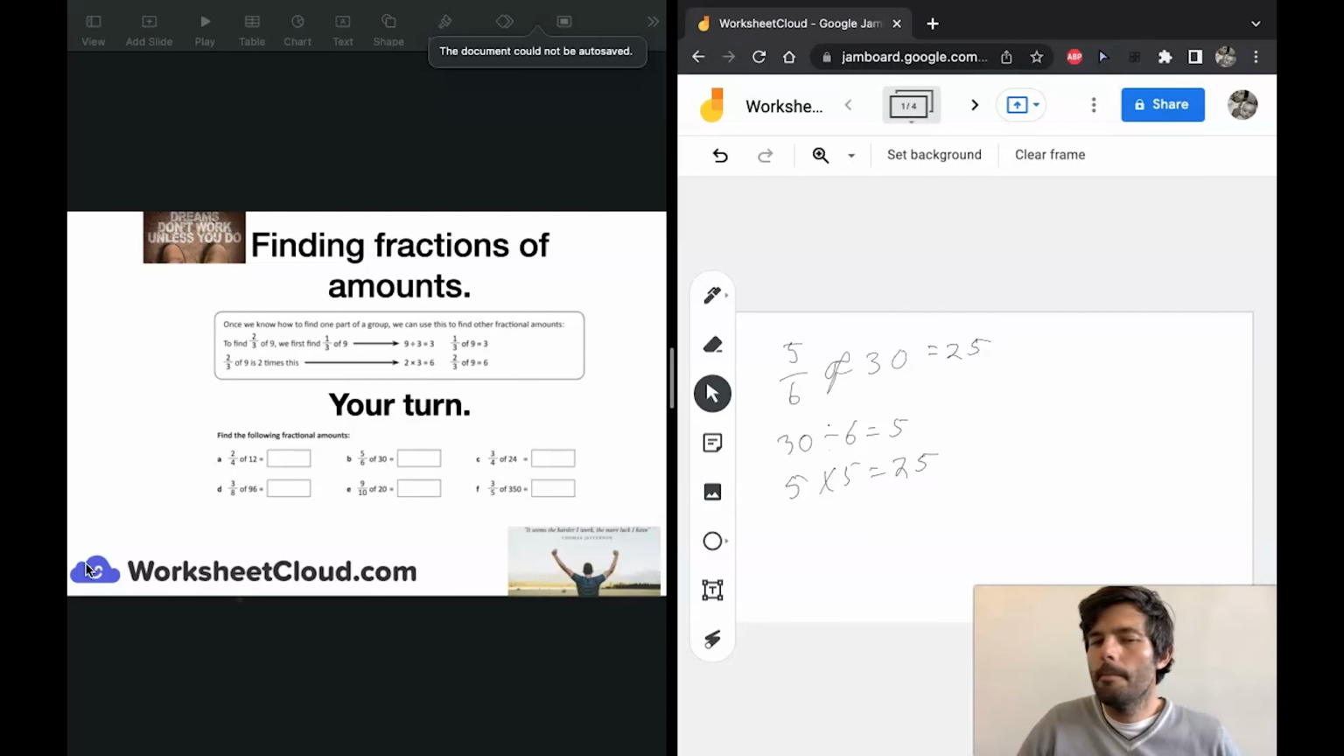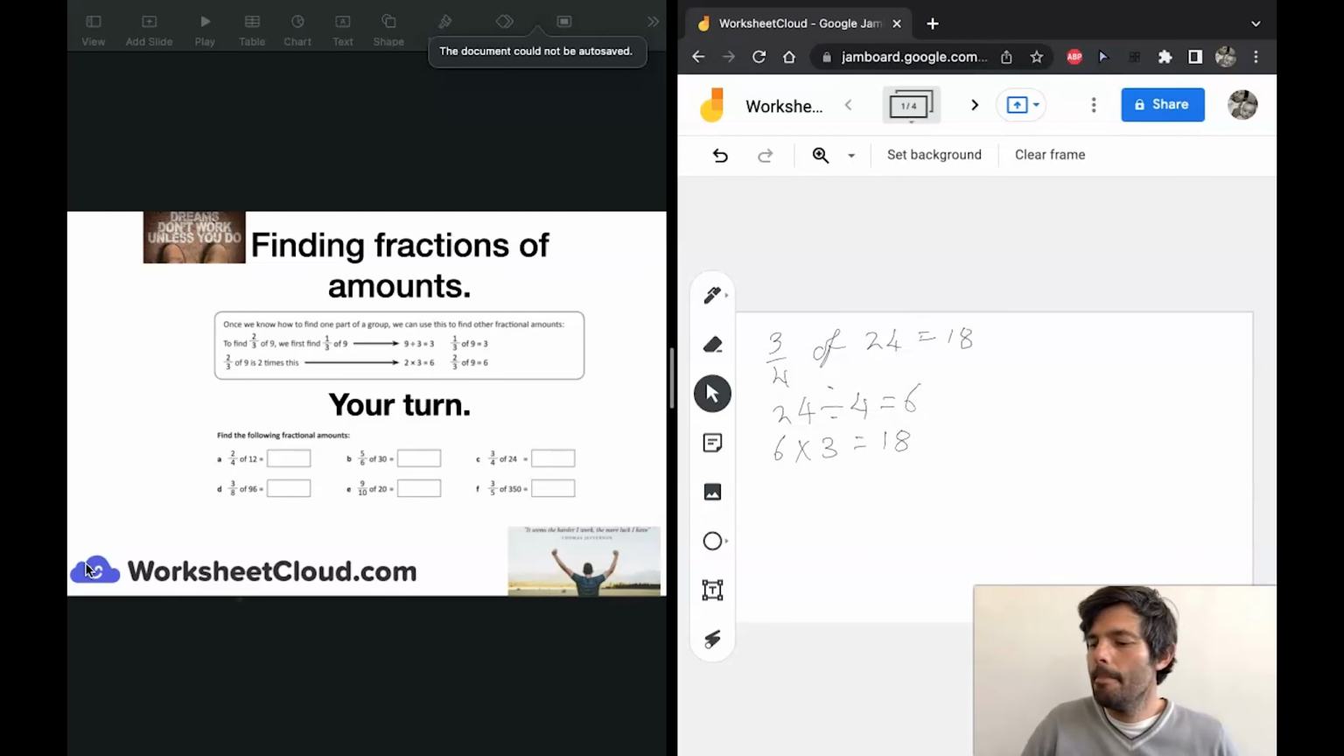Question C is 3/4 of 24. Okay, so 24 divided by 4 equals 6. So that's 1/4. Then 6 times 3 is going to give me 18. Okay, so that answer is 18.